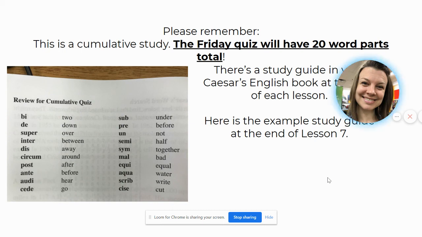And we will have 20 word parts on the quiz this Friday. As we study this week, please also be looking for these words as you are reading in your independent reading books. These word parts do appear in words. You have to be a detective and really look for them as we become more and more aware of these word parts.